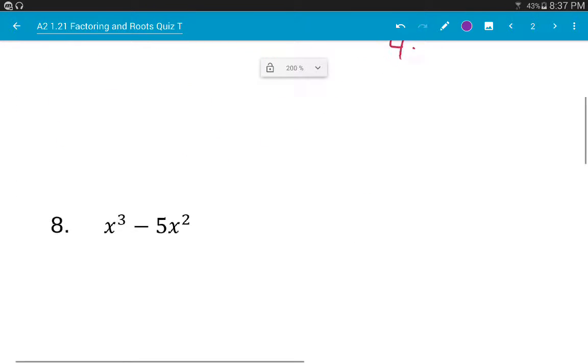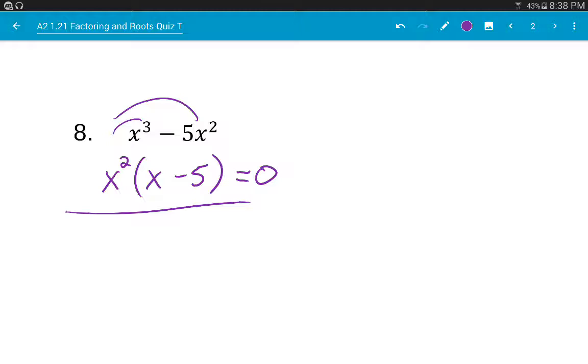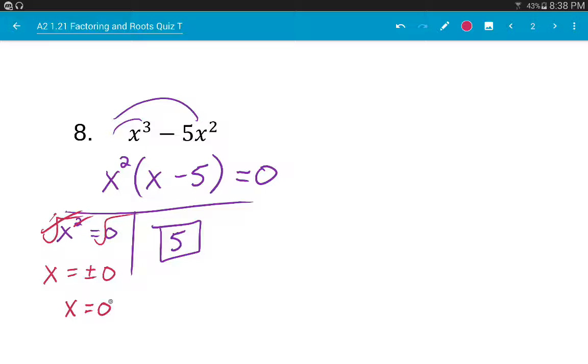Question 8, identify the roots. Once again, I prefer to factor. I notice that these have a GCF of x squared, so I'll pull those both out to the front. X squared, leaves me with x minus 5. I can set this equal to 0 because they want the roots. And I t-chart. This is going to be 5. That's easy. On the left side, if x squared equals 0, well, then I can square root both sides. The square and the square root will cancel. And I get x is equal to positive or negative 0, which is the same thing, so x equals 0. Those are my two solutions.